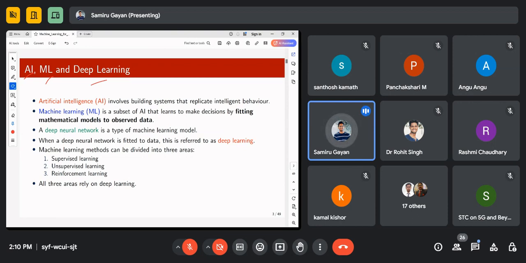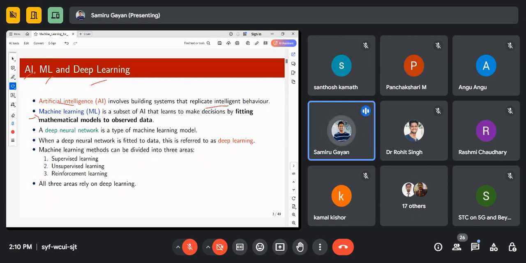As an example, if you think about what artificial intelligence, or AI, involves, it is anything where we can replicate intelligent behavior. If we can integrate some intelligent behavior into a system, we can say that it has some artificial intelligence. So AI involves building systems that can replicate intelligent behavior. But when it comes to machine learning, there's one key difference.